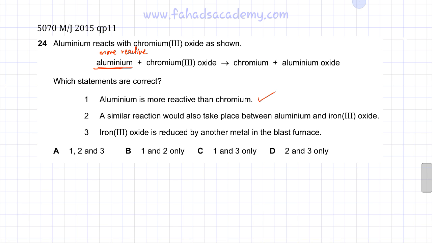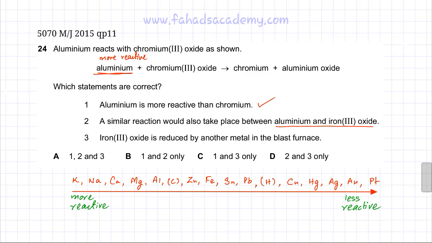The second statement is that a similar reaction would also take place when aluminium and iron 3 oxide react. So we need to refer to the reactivity series to figure this out. You can have a look at the reactivity series that's given over here. This side has the more reactive metals, and over here are the least reactive metals. Aluminium is over here, and you have iron over here. So aluminium is more reactive than iron.